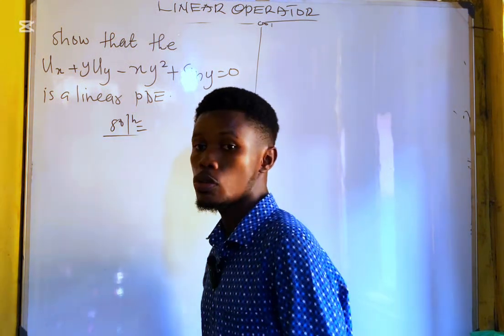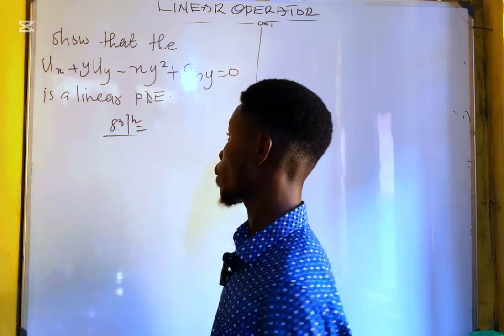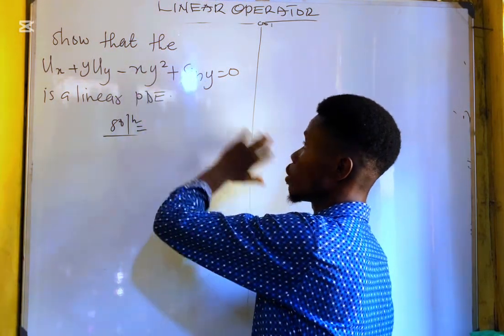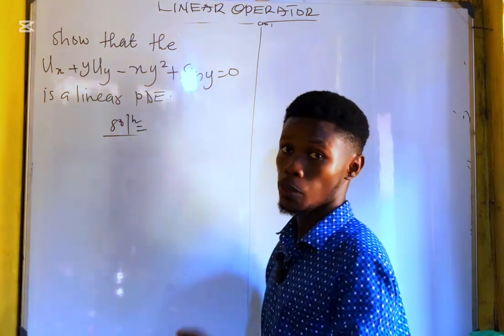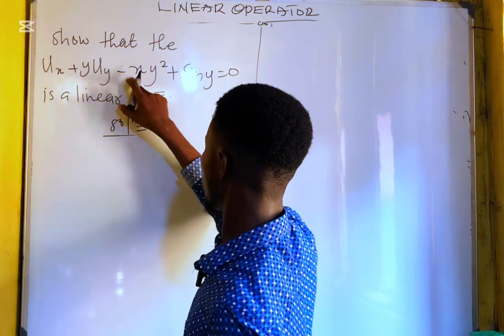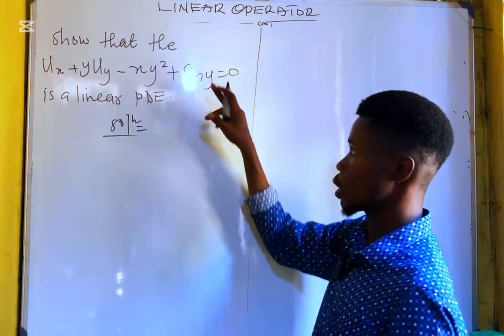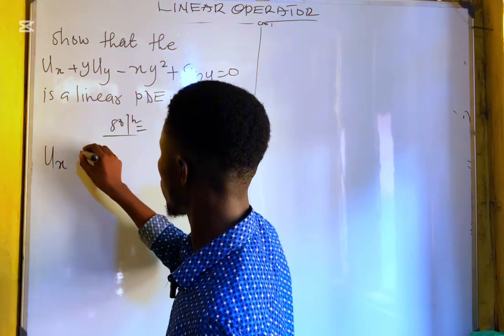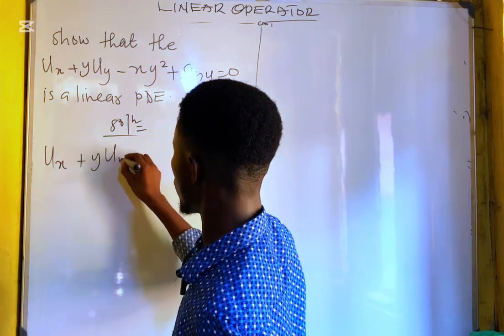Now, when you have to do this, we only pick the principal part. When you say principal part, it is the one with the derivatives. The ones without derivatives are not part. So you only pick the principal part to test. So this is with derivative, this is with derivative. This does not have any derivative, this does not have any derivative. So the principal part here is u_x plus y u_y.